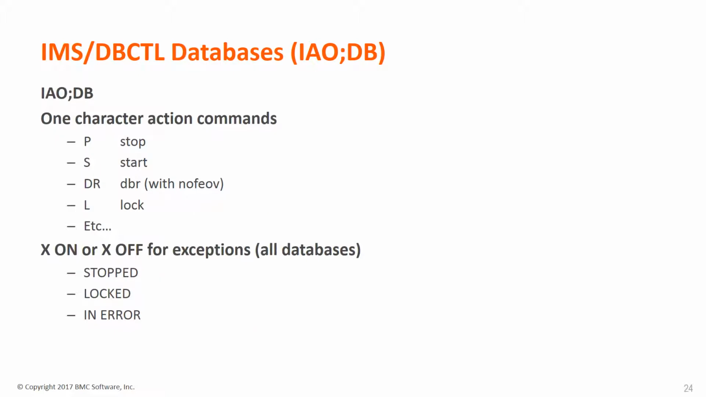The IMS DB Control OCD provides you with the ability to control your databases. There are several different line commands provided to you, including options to start and stop resources, you can DBR or lock resources, and many others. If you want to toggle on and off exceptions, you can use the X ON or X OFF primary commands to show your stopped, locked, and in error databases.